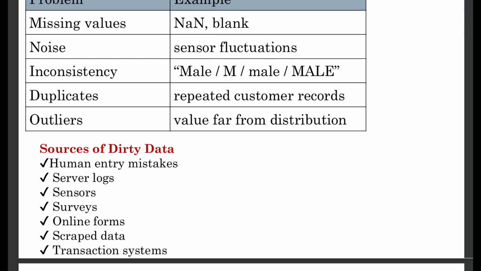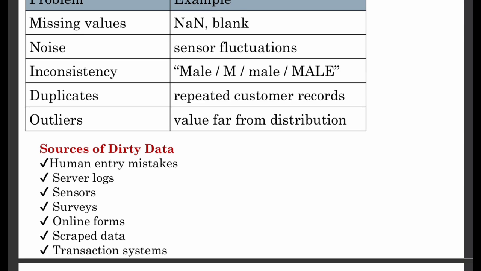far from the distribution. Sources of dirty data include human entry mistakes, server logs, sensor readings, survey responses, online forms, web scraped data, and transaction systems. Each of these sources introduces its own characteristic type of error. Understanding the source of your data helps you anticipate and address the types of errors you are likely to find.